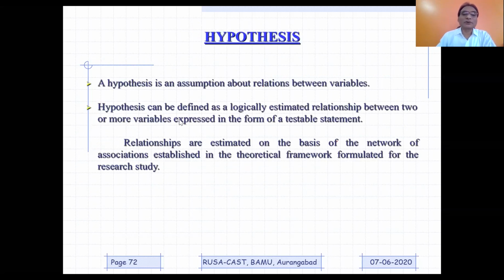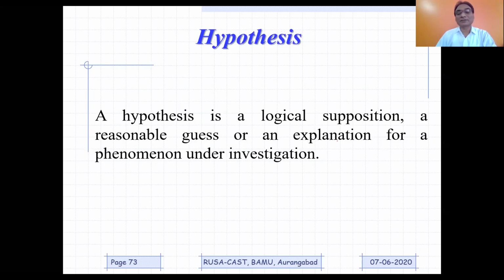Now, more about the hypothesis. A hypothesis is an assumption about relations between variables. So what are the variables? Your variables are the material and the sensitivity. These are two parameters, two variables, right? That gives you the relationship between those variables. A hypothesis can be defined as a logical estimated relationship between two or more variables expressed in the form of a testable statement. I am going to show you how the testable statement can be formulated.